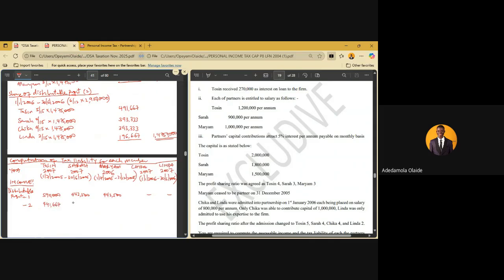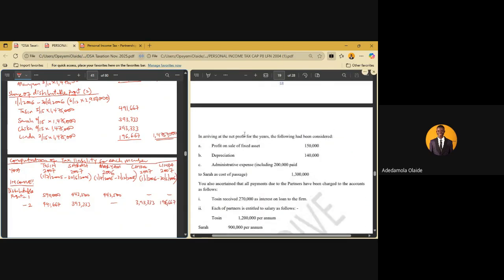$491,667, $393,333. This one has retired, so he did not get anything. $393,333. Then 196, my children. 196, 667. And we can start bringing other income.